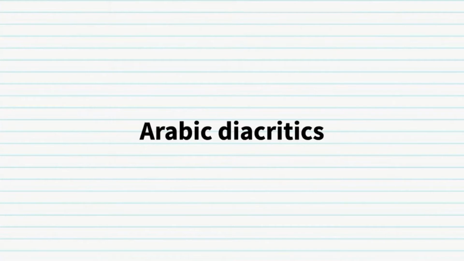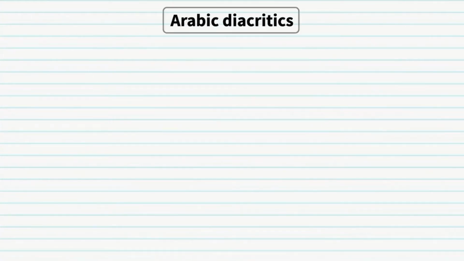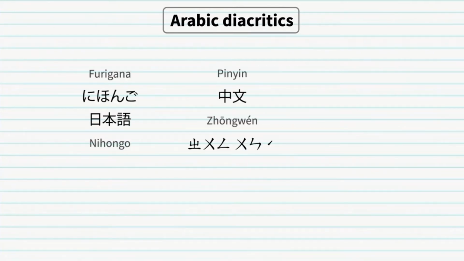Arabic diacritics, or tashkil. The literal meaning of tashkil is forming. As normal Arabic text does not provide enough information about the correct pronunciation, the main purpose of tashkil is to provide a phonetic aid, for example, to show the correct pronunciation. It serves the same purpose as furigana in Japanese or pinyin in Mandarin Chinese for children who are learning to read or foreign learners.